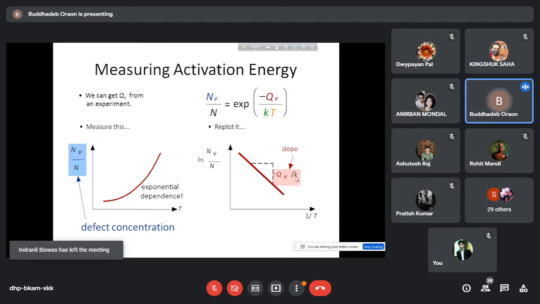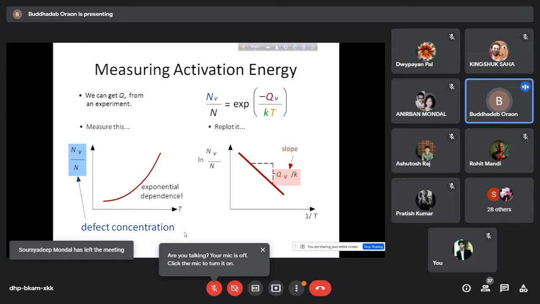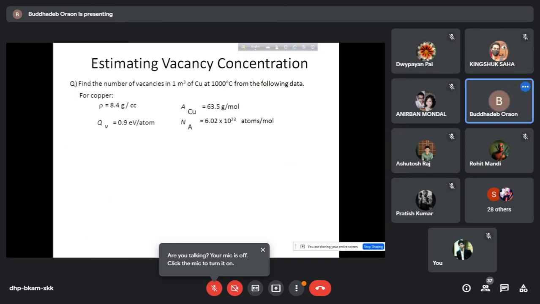So if you equate this slope with minus Qv divided by k, and k is known to you, from here you can easily calculate the activation energy for that particular process. That is how you can measure the activation energy experimentally. Actually, activation energy can be experimentally measured. So this is a very important point.